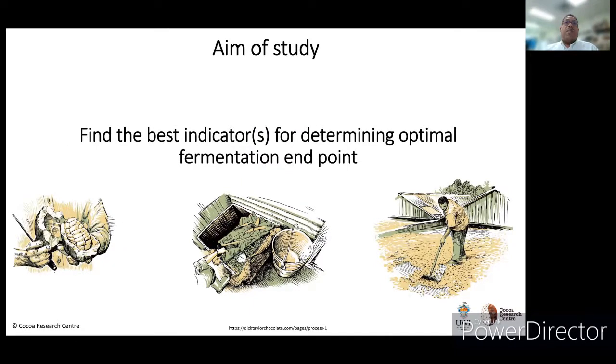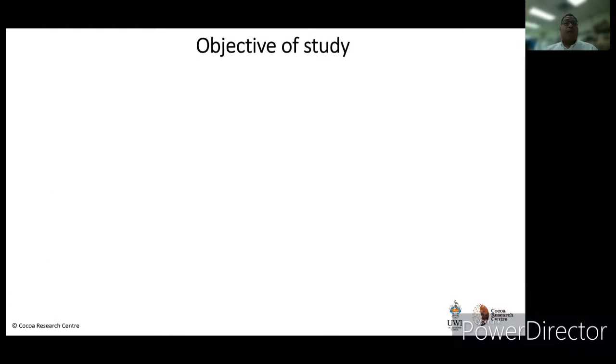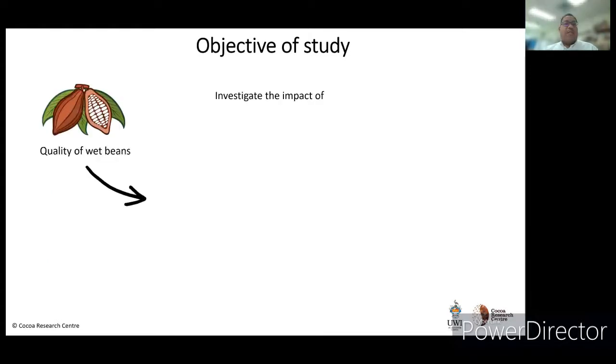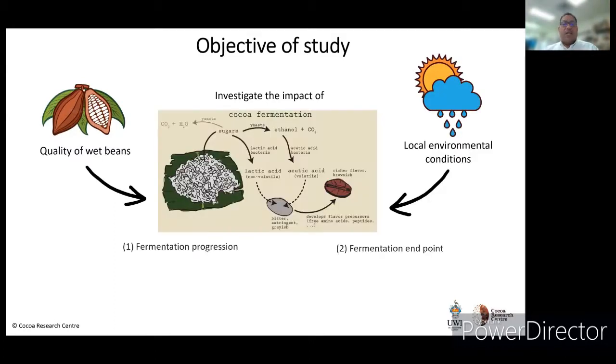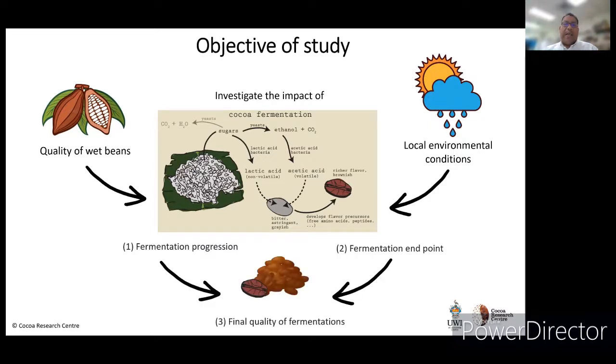The specific aim of the study is to find the best indicator or indicators for determining the optimal fermentation endpoint. The objective is to investigate the impact of the quality of wet beans, local environmental conditions, on the fermentation progression, fermentation endpoint, and the final quality of fermentation as expressed by the flavor profiles of the beans.